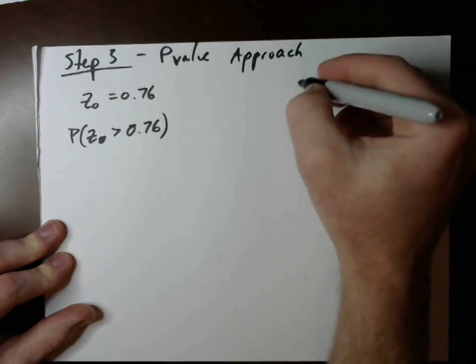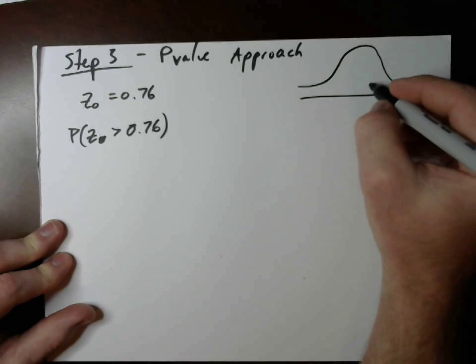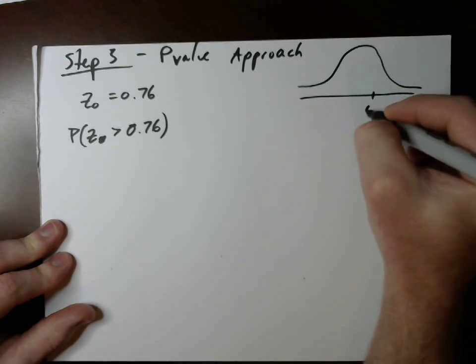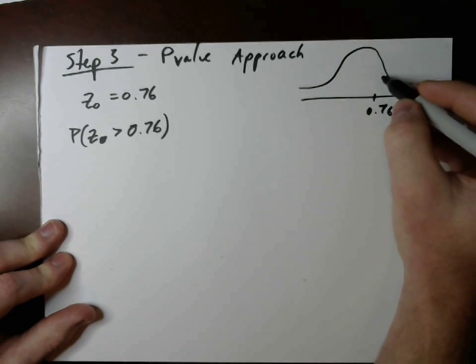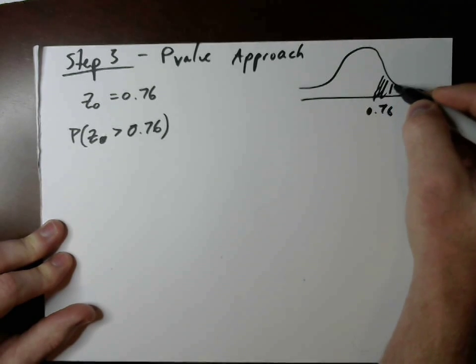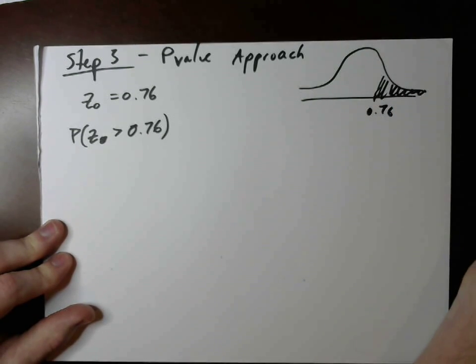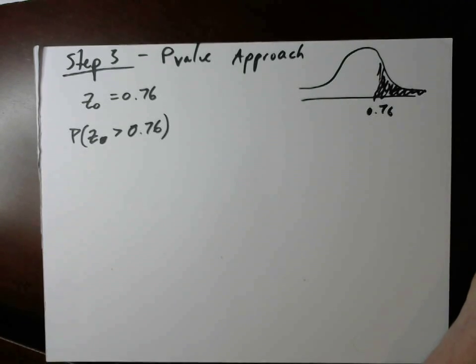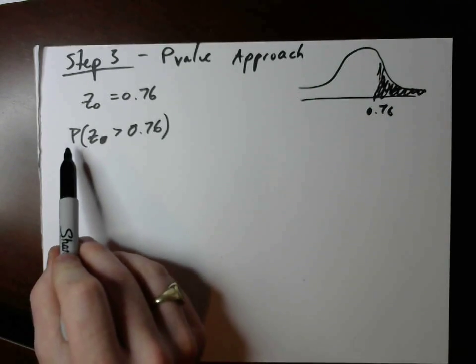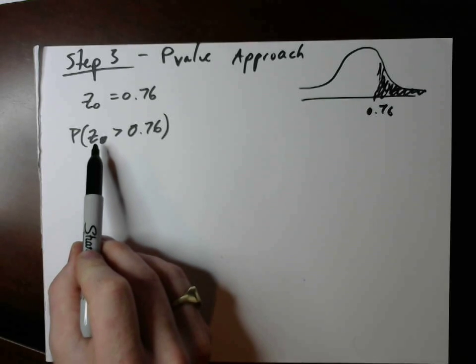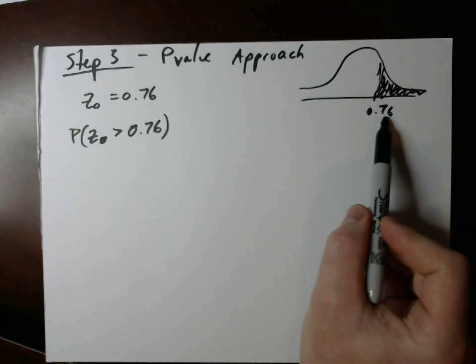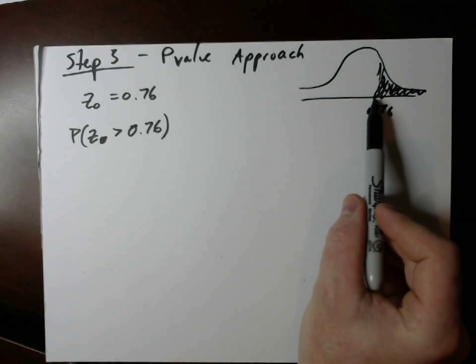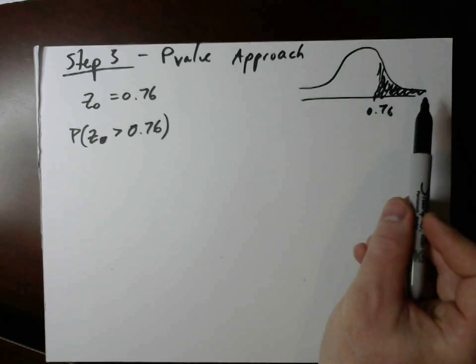So kind of a picture of this. We have a value of 0.76, and we want to find the probability, or the area, of everything to the right of 0.76. That's one way of saying it: the probability that a z-score is greater than 0.76, because greater than represents the area in the tail.